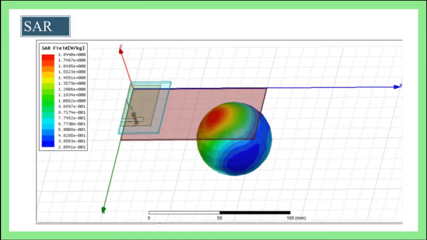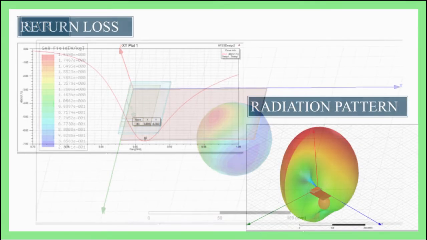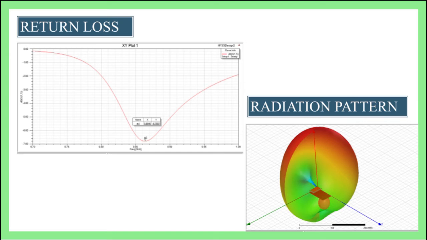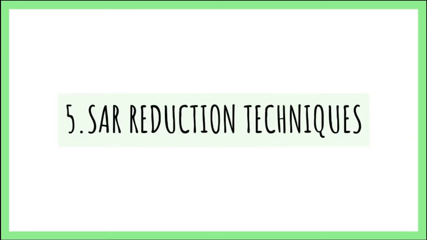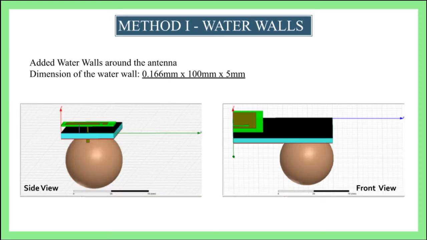Upon simulation, we find the SAR of this antenna to be 1.844 watts per kg. The return loss is found to be minus 6.65 dB at 0.87 GHz. Let us now have a look at all of the 3 SAR reduction techniques in detail. The 3 methods are the water wall, the conducting wall, and the electronic band gap, the EBG structure.